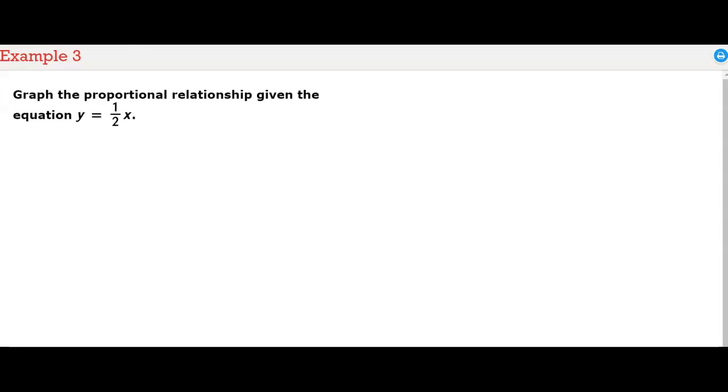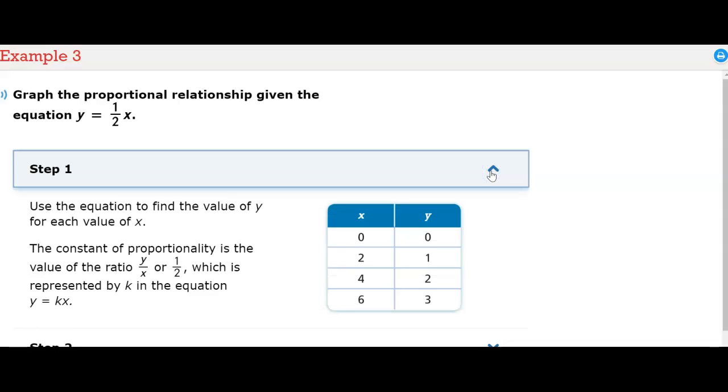Graph the proportional relationship given the equation y equals 1/2 times x. Step 1, use the equation to find the value of y for each value of x. So we start with 0 and 0. The constant of proportionality is the value of the ratio y over x, or 1/2, which is represented by k in the equation. So this is what that equation is. Y equals k times x.